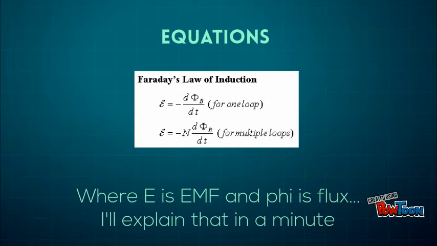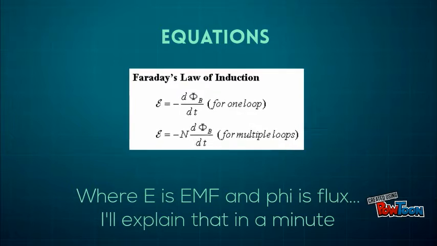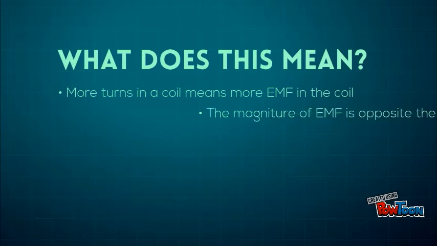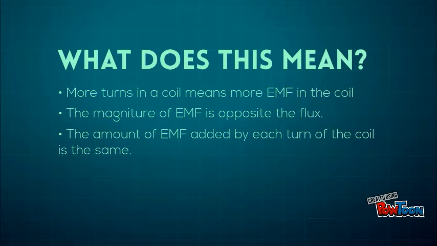So the equations, right? There's two equations, one for a coil system and one for a single loop system. The coil system just contains an N. That's the only difference, and it's just the multiplicative factor that comes from having multiple loops of wire.